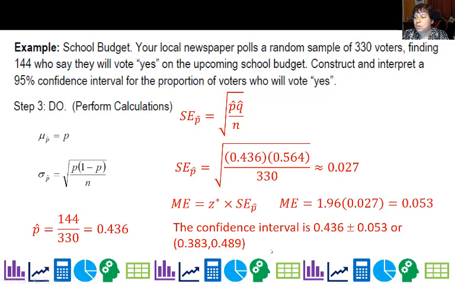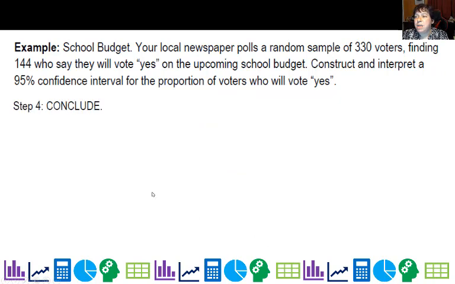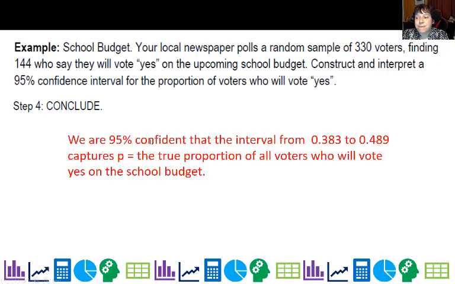Finally, step 4 is conclude, and I'm going to need those numbers to make my conclusion. I'm going to use the boilerplate. We are 95%, I don't have C now because I know the confidence level is 95, confident that the interval, from what I just calculated, captures p, the true proportion of all voters who will vote yes on the school budget. And that is the first example we've done from start to finish.